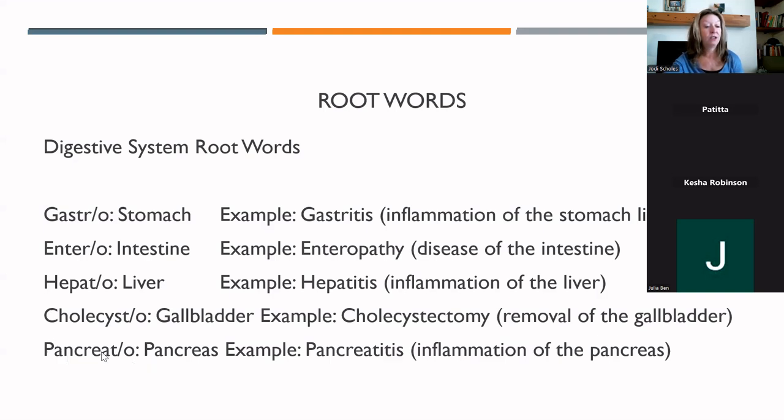All right, pancreas. You can see this here. Look at the pancreas. Pancreatitis, again, inflammation of the pancreas.